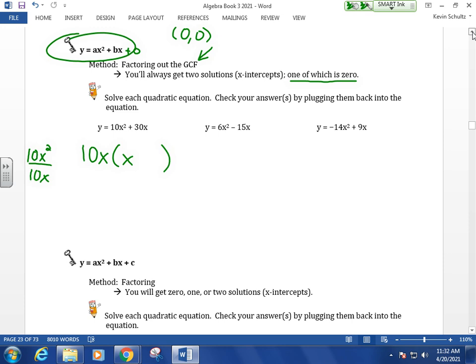When we factor out a 10x, we're also taking 30x and dividing by 10x. What's 30x divided by 10x? What are we left with? 3. So we now have 10x times x plus 3 equals 0. With our brain still back in PO50 mode, essentially we're looking for what value of x makes each of these expressions equal to 0. What value for x makes 10x equal to 0? That's where your 0 comes from. What value for x makes x plus 3 equal to 0? Negative 3. And there are your solutions.